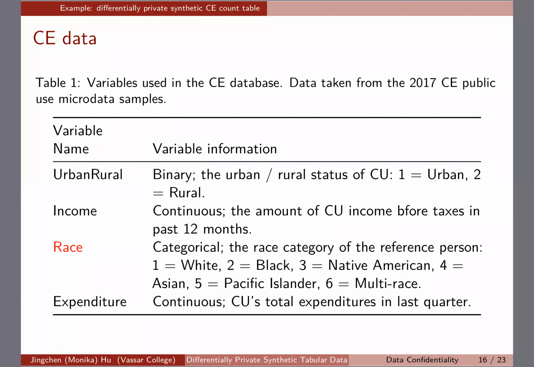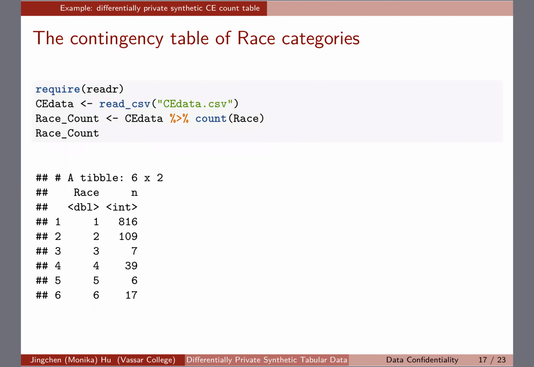Okay. So we go back to the CE data, and we're going to focus on this race variable because it's categorical. It has 6 categories. And we are trying to now get the original counts from the CE data and then synthesize synthetic counts based on the Dirichlet multinomial model, which satisfy differential privacy. Okay, so first of all, let's get the original counts.